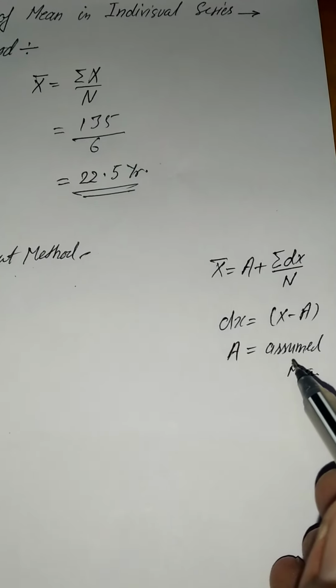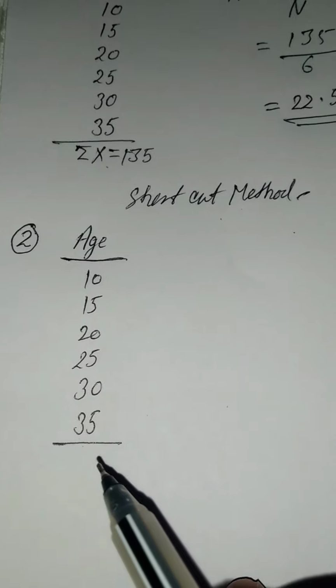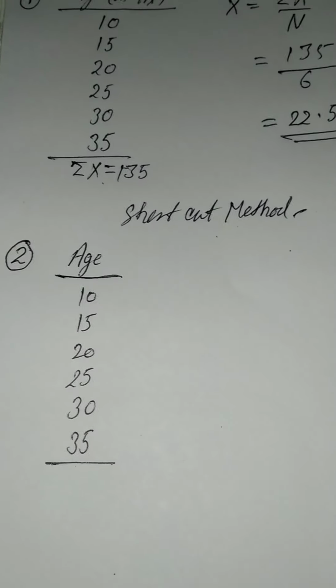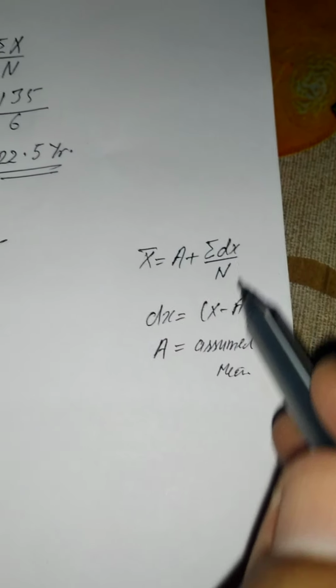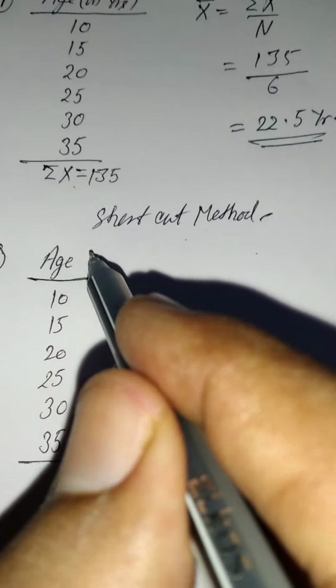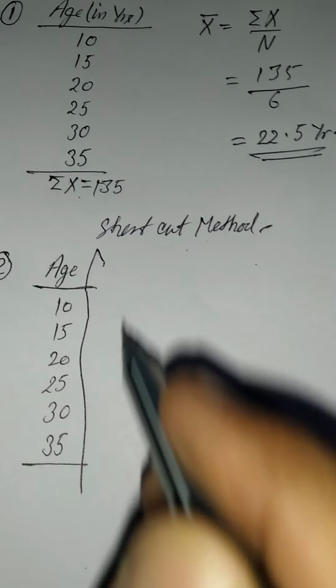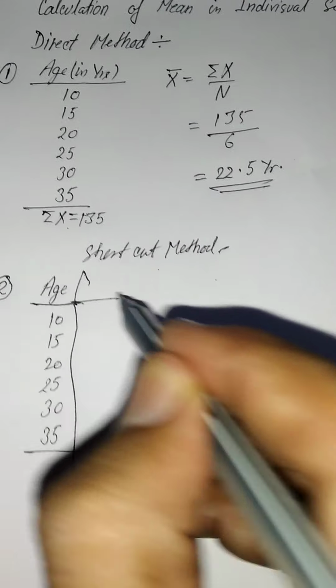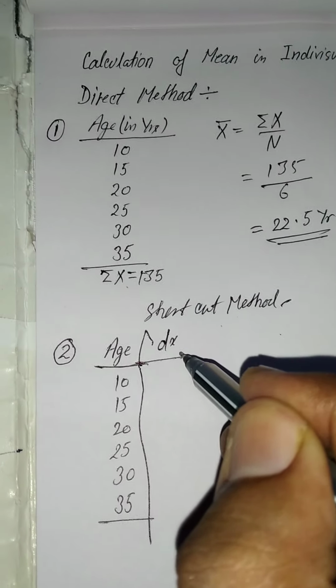and this assumed mean will be taken from the observations which are available, and then we will calculate the value of dx in the observation, and then its total will be taken. So look at the process. First we will make a line over here, and then we will calculate the value of dx.